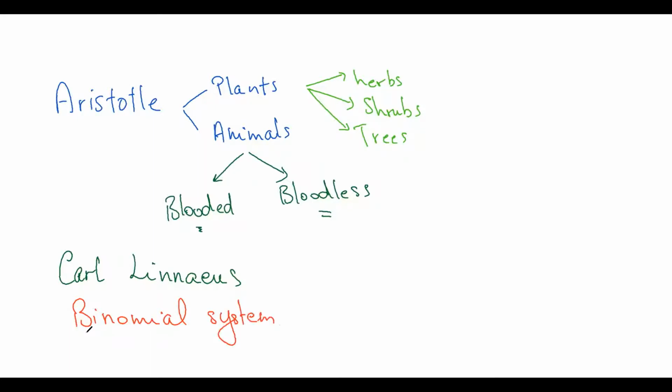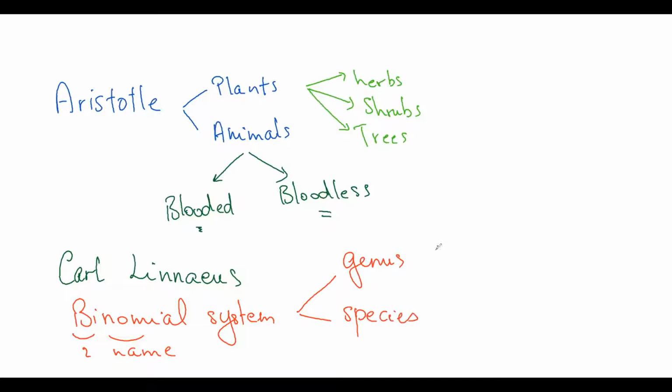Binomial system: bi, of course, means two, and nom means name. So he gave every organism two names. If I want to say what this binomial system is, it's a system of naming species in which the scientific name of an organism is made of two parts. One part represents the genus, and the other part represents the species.